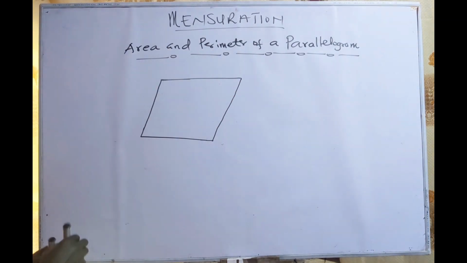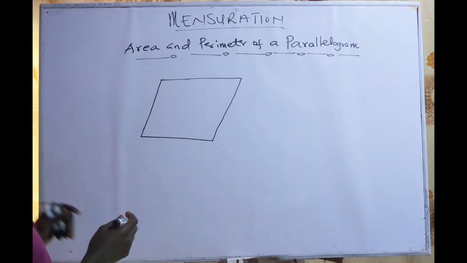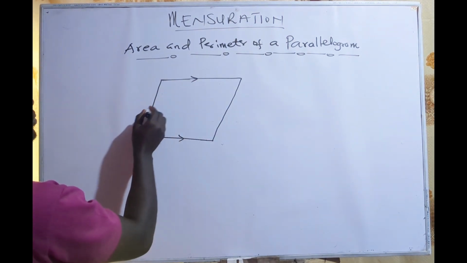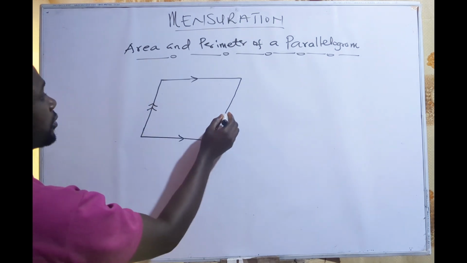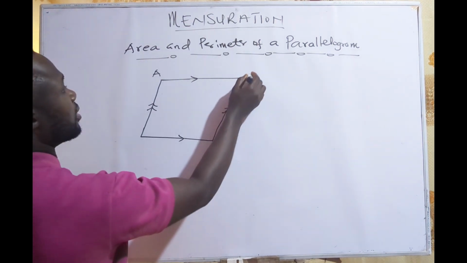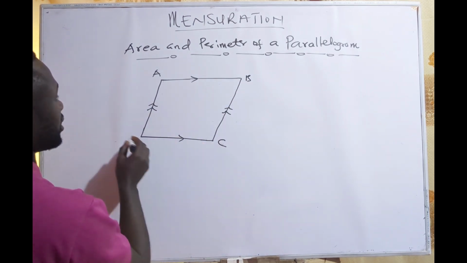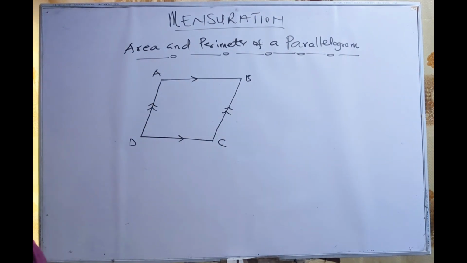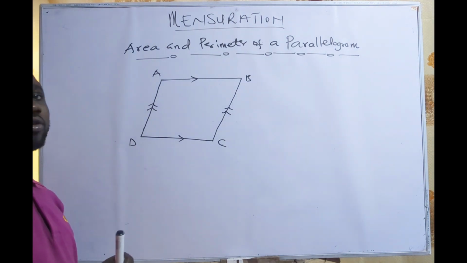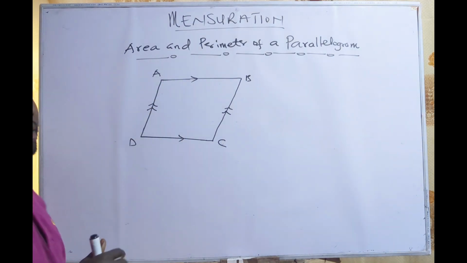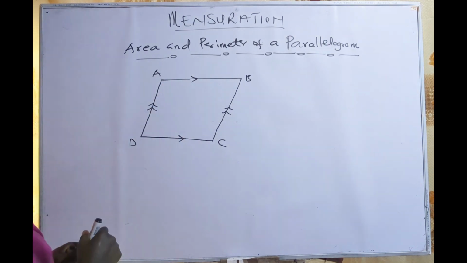This is how a parallelogram looks like. The opposite sides are parallel. I think this is A, B, C, and then D. The opposite sides are parallel and they are equal. The difference is that for a rectangle and a square, each interior angle is 90 degrees, but that is not the case for a parallelogram.